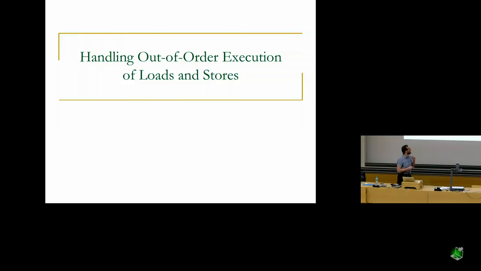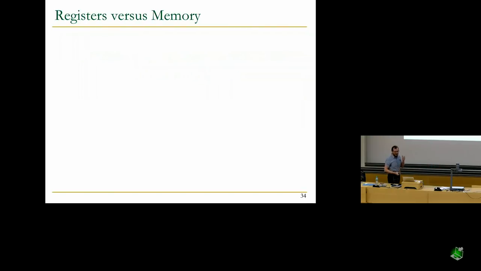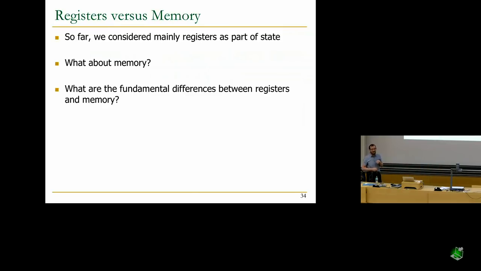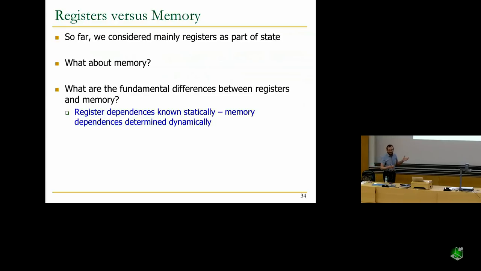And let's see why. So the fundamental question is registers versus memory. So what are the differences between these? So far, we've considered registers as part of the state. We've developed the architectural register maps, physical register files, architectural register files. But we've ignored memory. But there's a fundamental difference between registers and memory. Actually, there are three. And I'll give them to you because we don't have a lot of time to actually have a discussion at the moment.